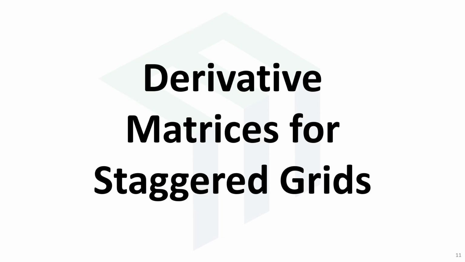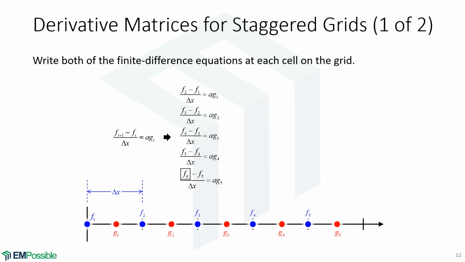Those derivative matrices, turns out, will be related, and we'll get to that. Derivative matrices for staggered grids. So we have a grid, and in this case, we have a 5-cell grid. We want to write both of our finite difference equations once for each cell in the grid. So this means we'll end up with 10 equations. So our first finite difference equation gives us 5 equations.